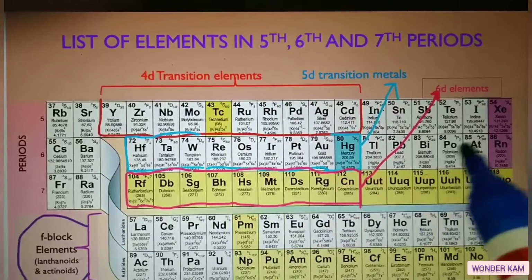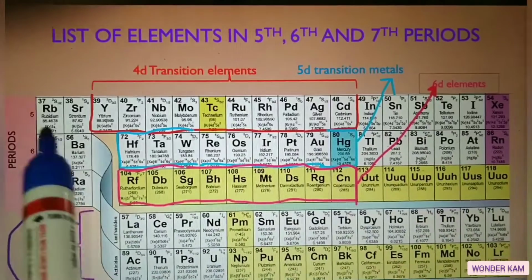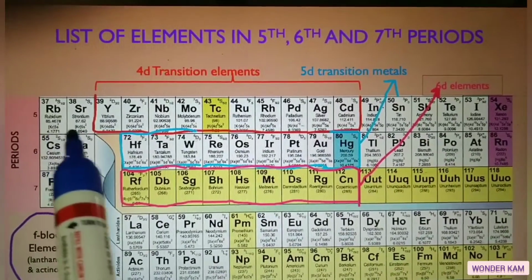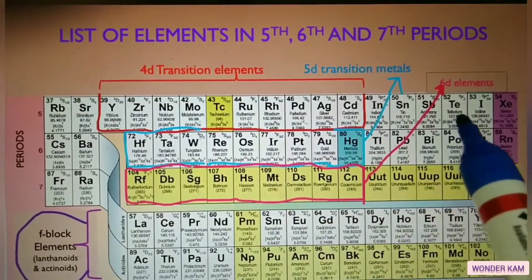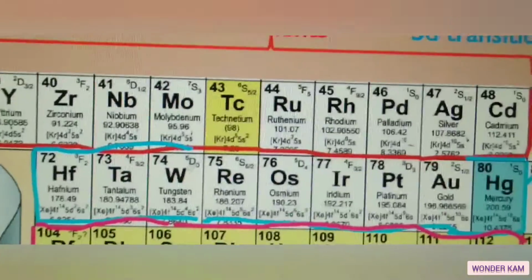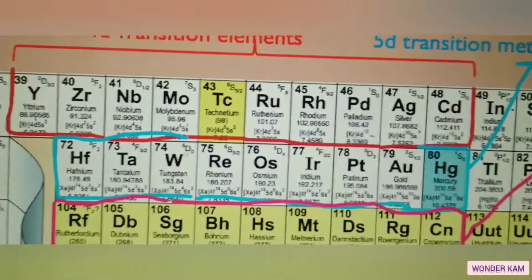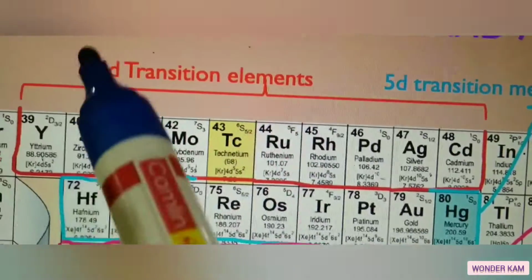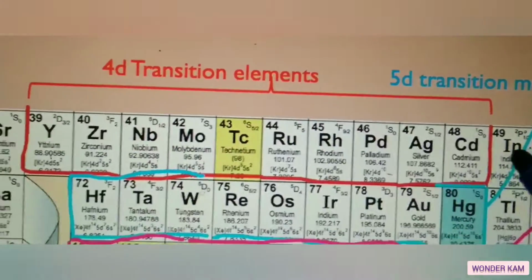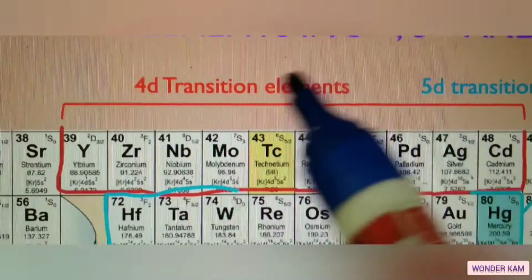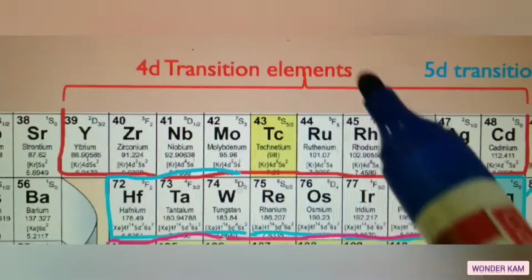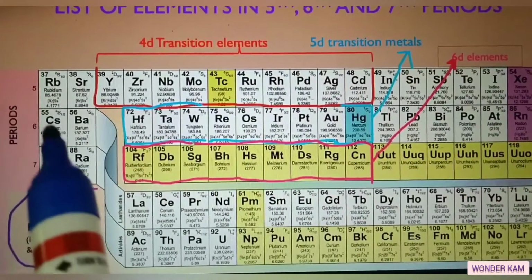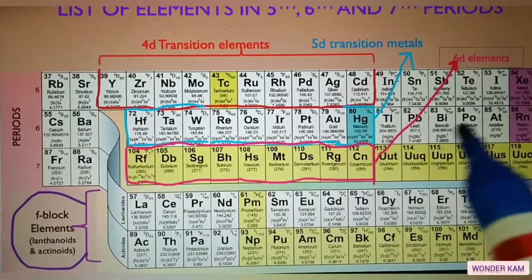The filling of orbitals starts from 5s with the elements rubidium and strontium. And then the added electrons move to 4d orbitals for the next 10 elements from yttrium to cadmium, known as 4d transition metal elements. After filling of 4d orbitals, the added electrons then move to 5p orbitals from the elements indium to xenon.